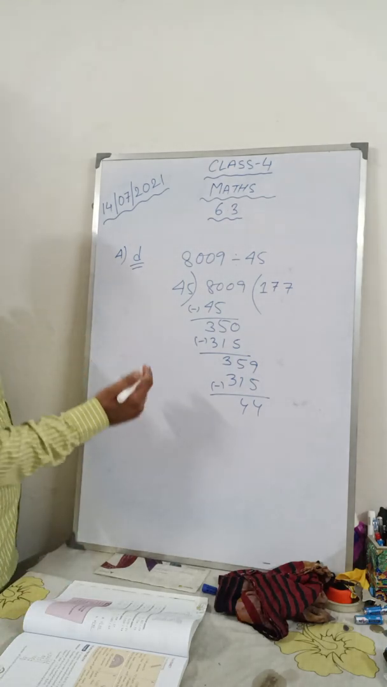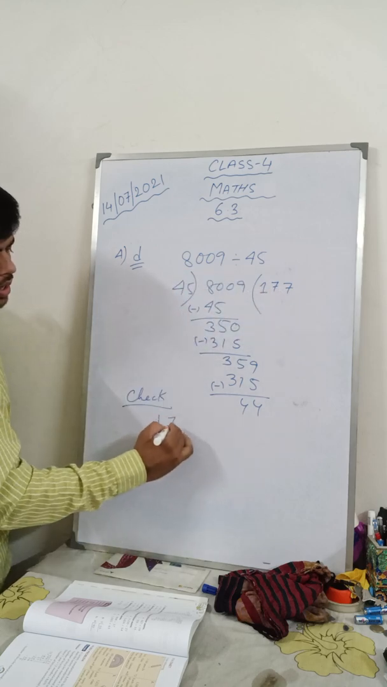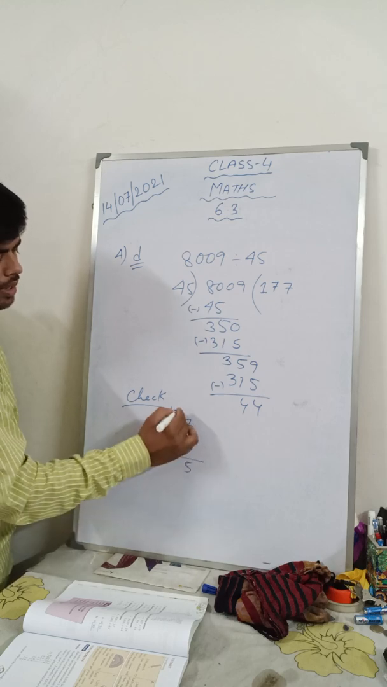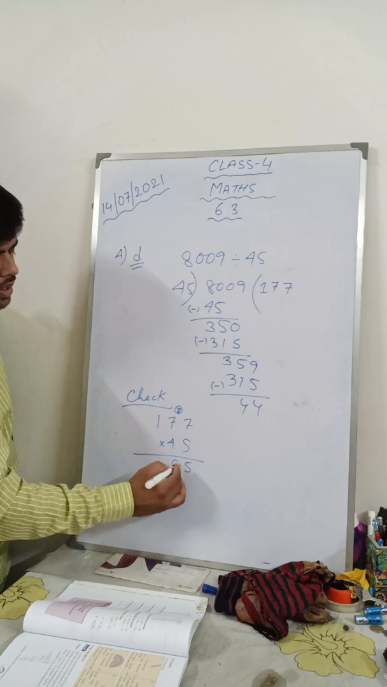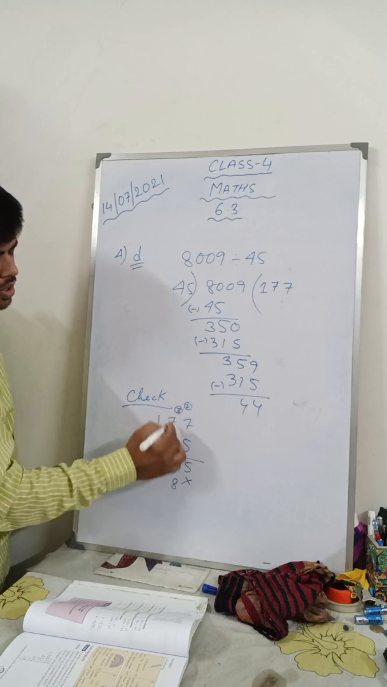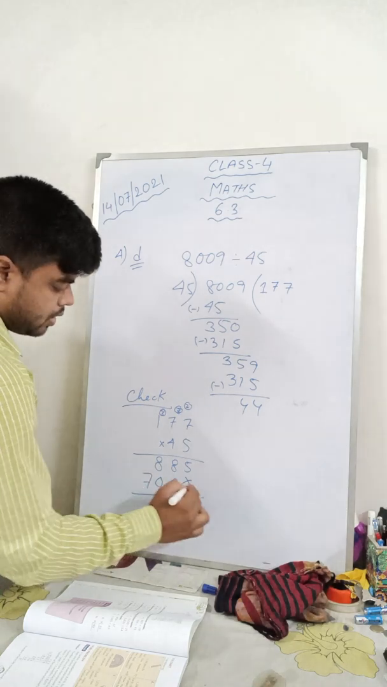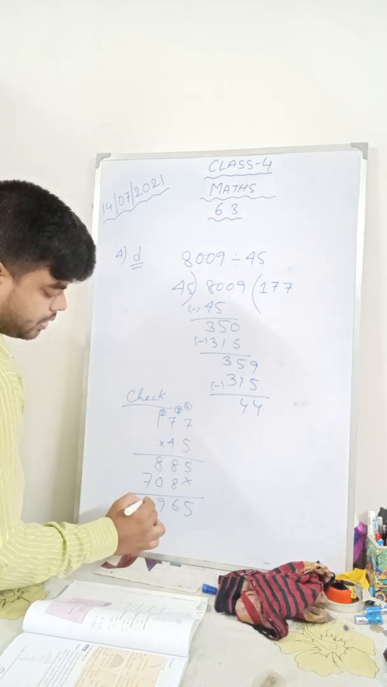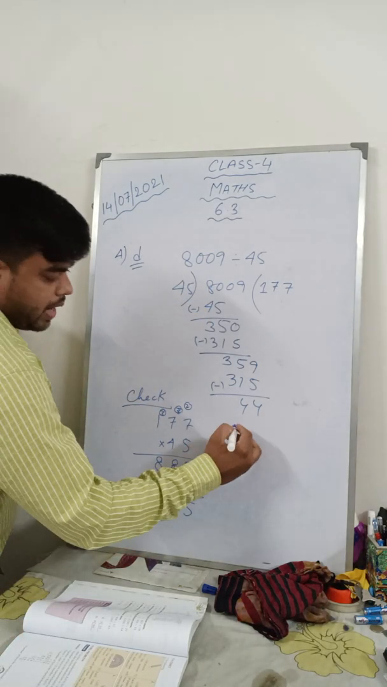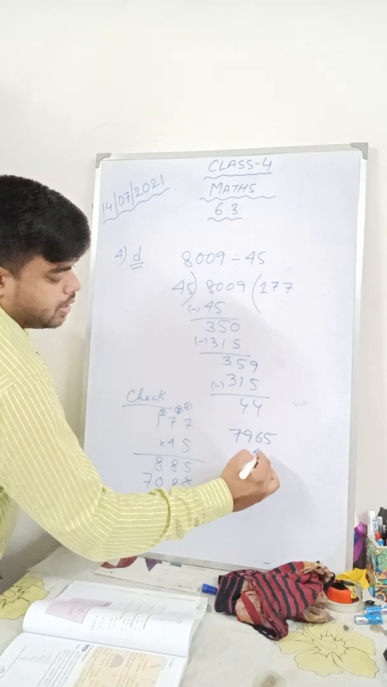So after this division, they have asked you to check. So let us check. We multiply the quotient with the divisor. So 177 into 45. 5 sevens are 35, 3 in hand. 5 sevens are 35 plus 3, 38, 3 in hand. 5 ones are 5. Cross. 4 sevens are 28, 2 in hand. 4 sevens are 28 plus 2, 30, 3 in hand. 4 ones are 4 plus 3, 7. 7965. Now you see, you still did not get the dividend. So you add the remainder 44.